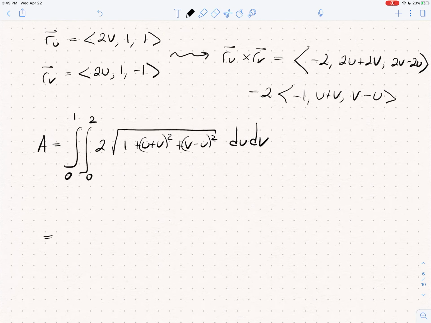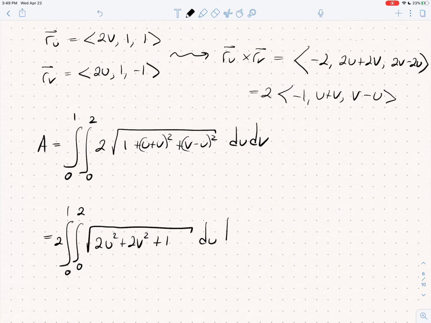And we can simplify this a little bit. Pull the 2 out. By the way, this 2 is just this 2, to make sure we're clear. Pull the 2 out, and we're going to go 0 to 1, 0 to 2, and we're going to get the square root of 2u squared plus 2v squared plus 1, du dv, when you combine all the like terms here.